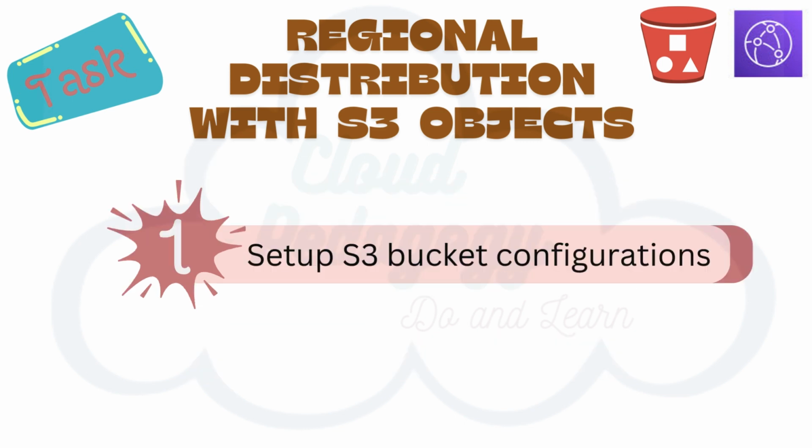So start with task 1, set up S3 bucket configurations. In this task, we will upload sample static content to an Amazon S3 bucket. In later steps, we will use this bucket as a CloudFront origin. Amazon S3 is a good choice for an Amazon CloudFront origin that includes static content such as images, videos, HTML pages, .css files, and JS files.